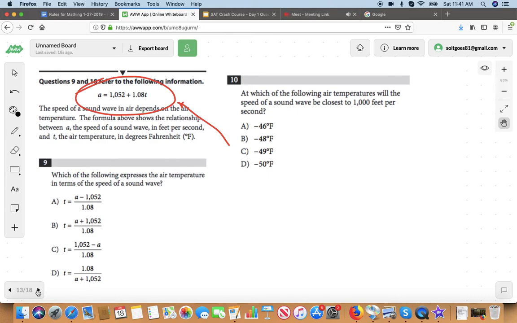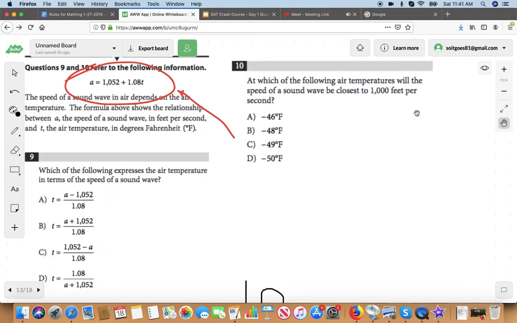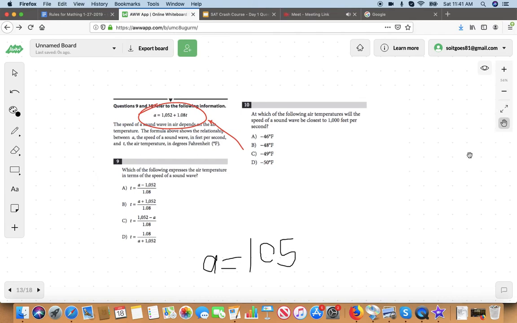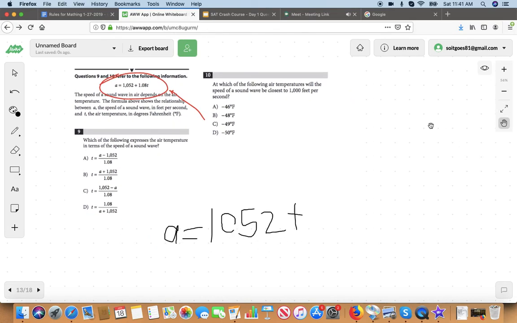Okay, so then it would just be like drawing it out. So A equals 1,052 plus. Let me get more space here.